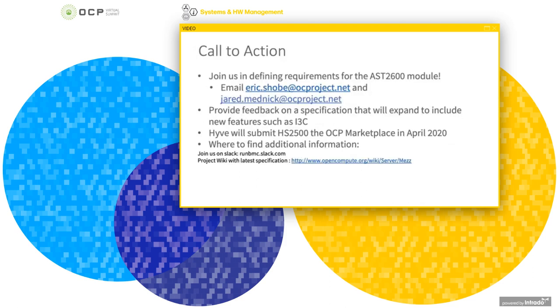Join us in defining the requirements for the AST2600 module. Our OCP emails are up here. Help us to provide feedback on a specification that will expand to include new features such as I3C. I'm also proud to say again that Hive has the HS2500 reference module on the OCP marketplace. And you can find additional information on our Slack channel shown here, as well as an upcoming project wiki that'll be under the hardware management wiki.